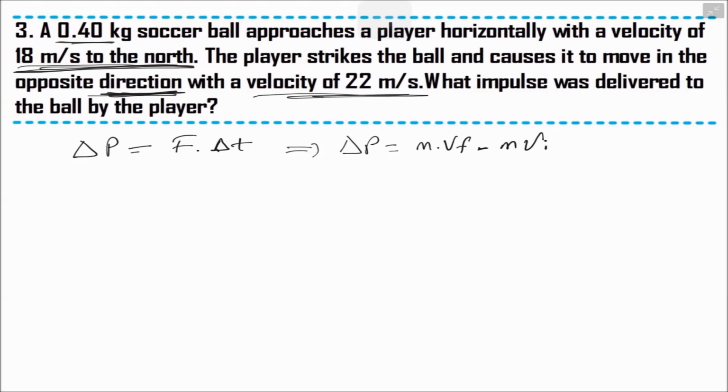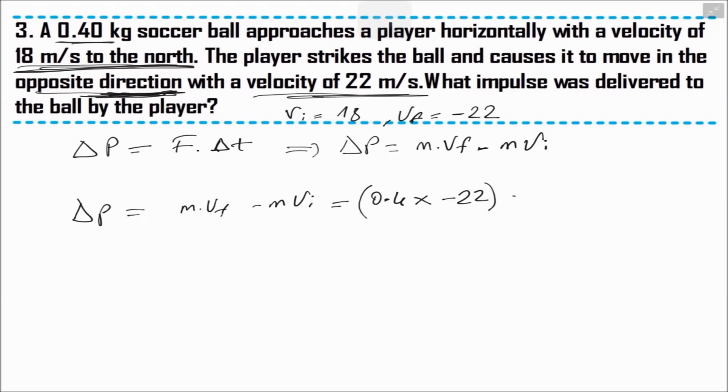And let's write the given first. V initial: it says initial velocity 18 meters per second to the north, so it is positive. Then V final: it says its direction is opposite, so opposite means it will be negative, negative 22. So delta P means M times V final minus M times V initial. Mass of the ball 0.4 times final velocity negative 22, minus mass again 0.4 times initial velocity 18.